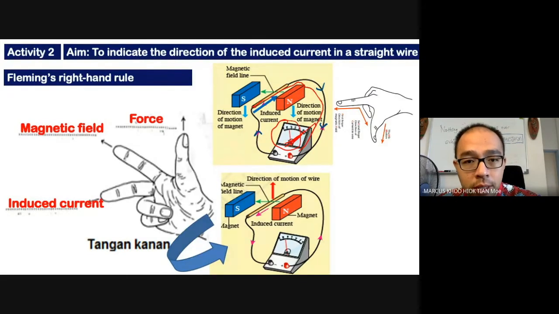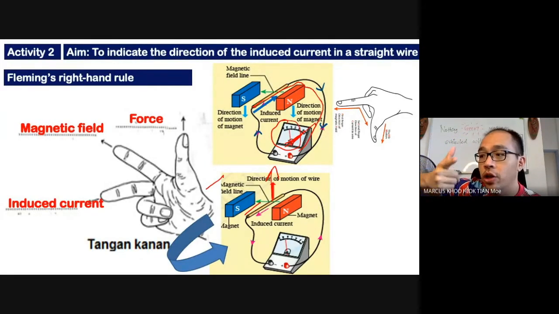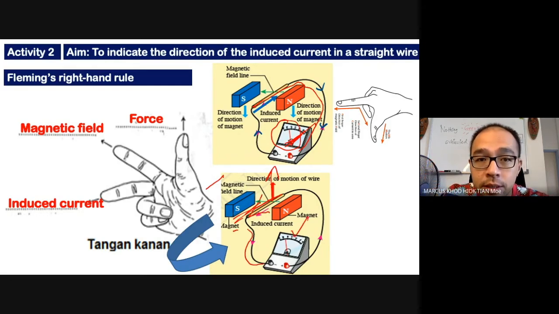Let's take a look at this one as an example. Now the wire is the one that's going up. The north to south is still the same. So the wire is going up, so you point your thumb outwards. Then align your north to south. Then when you put your hand in the 90 degree position, you find that the induced current is coming towards you. So you follow. This is showing the correct position.